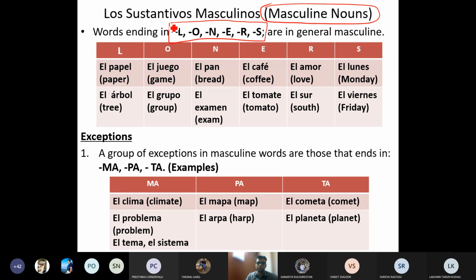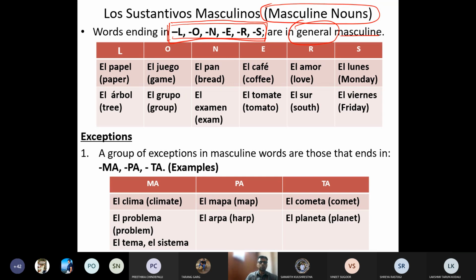To identify masculine nouns in Spanish, you will find the nouns which are ending with these letters. They are considered to be masculine. So what is this word? Loners. It is easy to remember. The letters in this word loners: if you find nouns ending with any of these 6 letters, generally, I'm again telling, generally it will be masculine. Not always, but generally. Examples are given here.